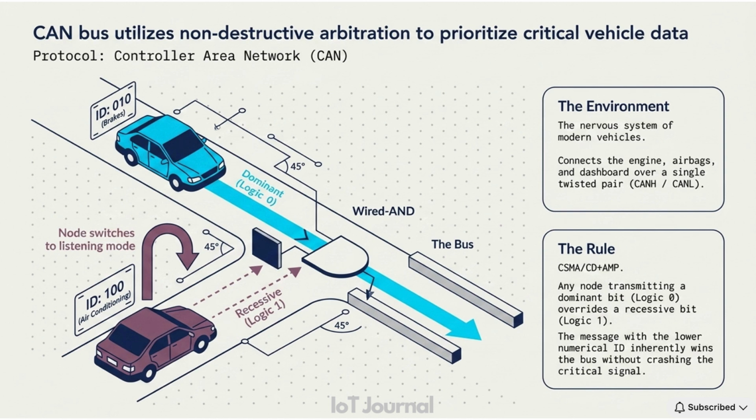In modern vehicles, dozens of electronic control units must share a single bus. If the brakes and the air conditioner send a message at the exact same millisecond, how does the system avoid collisions? CAN bus uses non-destructive bitwise arbitration. Messages carry a numerical ID. A dominant bit, logic 0, overrides a recessive bit, logic 1. The message with the lower ID, like critical braking data, wins the bus instantly without corrupting the signal.